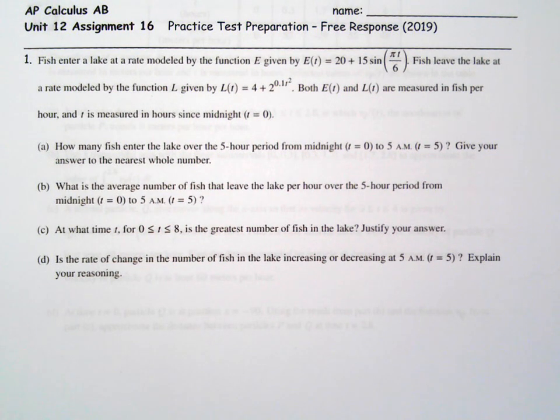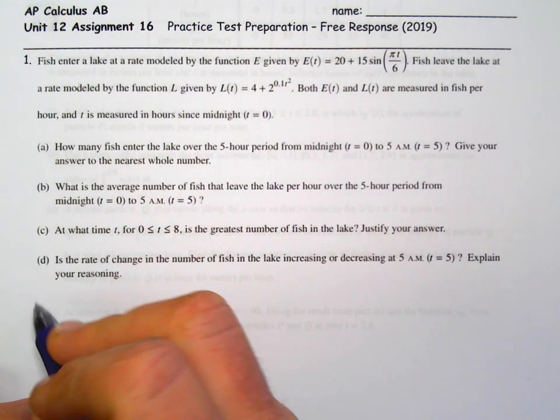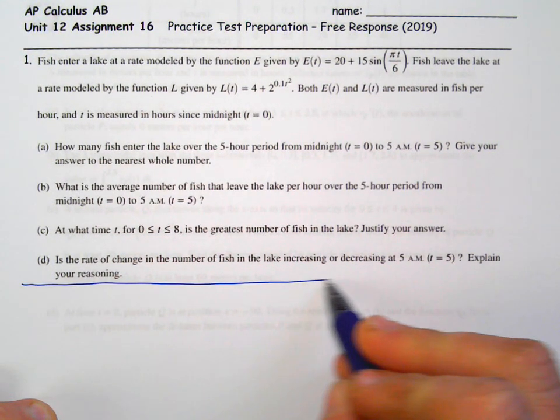So fish enter a lake at a rate modeled by the function E. Fish leave the lake at a rate modeled by the function L. Both E and L are measured in fish per hour, and T is measured in hours since midnight when T equals 0. So this is totally a rate model, right? I mean, they're even using E and L for entering and leaving, just like we usually generically do.